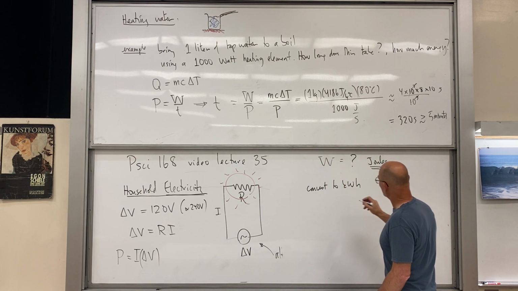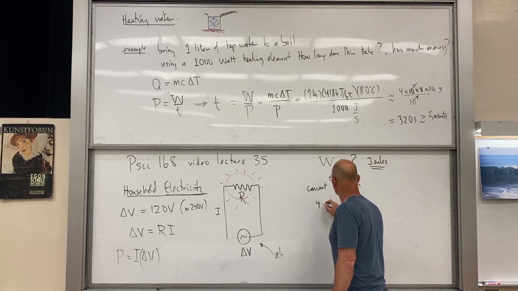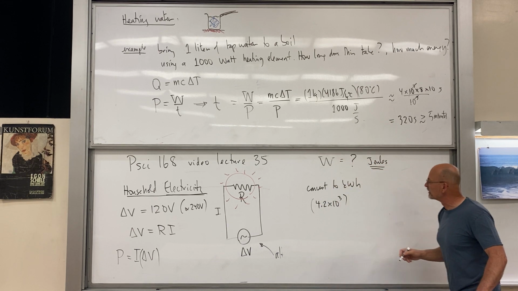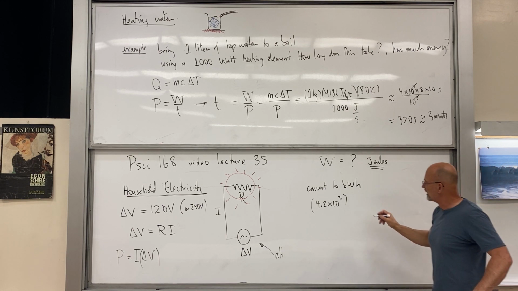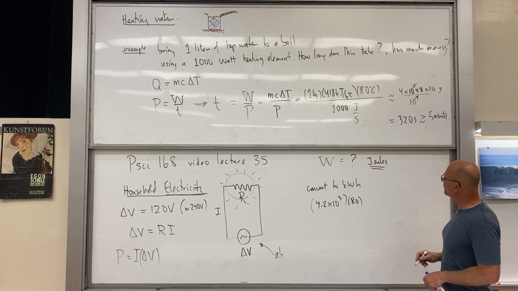Now, how do we do that? We just keep the numbers. In fact, I'm going to use 4.2 times 10 to the third. I'll be a little more accurate this time. Okay, about 4.2 times 10 to the third times 80. So that was the joules.